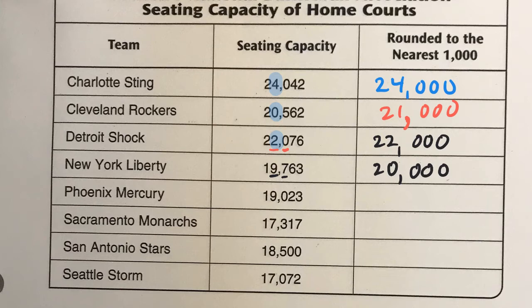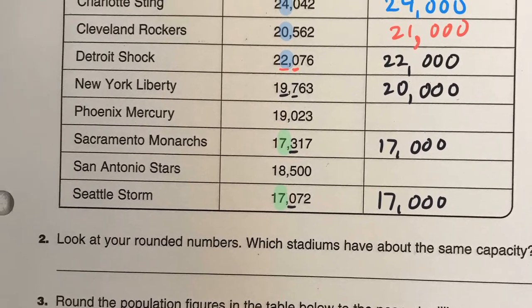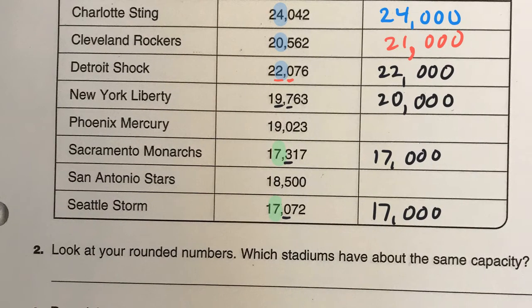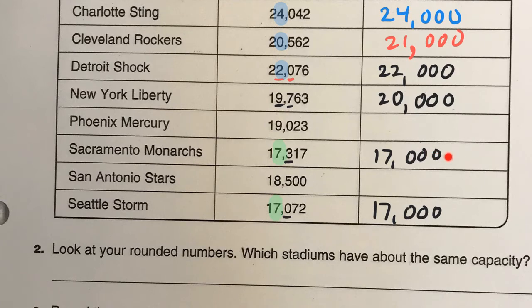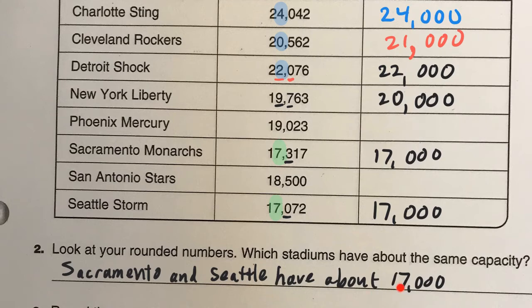And then you just keep going. Let me do, let's see. If I looked at these two here, 17,300, that's going to go down. And then this one, 17,072, that also goes down. So when I have the next question here, which stadiums have about the same capacity? Well, these two, Sacramento and Seattle, they both have about 17,000. There's going to be one more on that list, I think, when we're done with that.